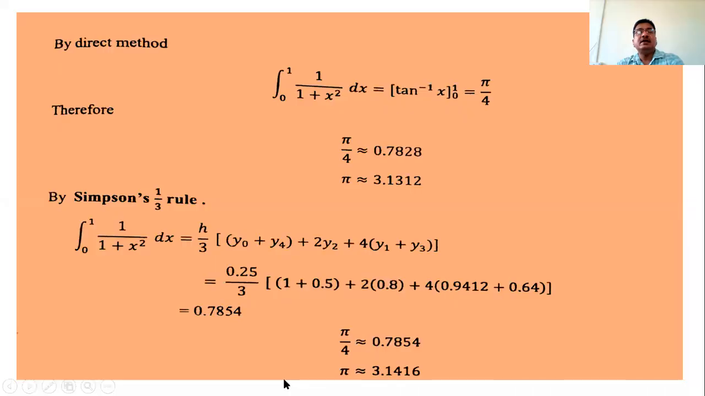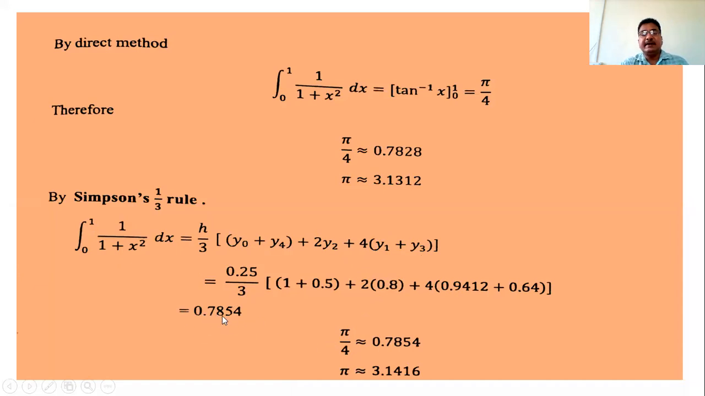And then the same problem by using Simpson's 1/3 rule. The integration from 0 to 1 of 1 by (1 plus x square) dx is h by 3 in bracket y0 plus y4, that is first value plus last value, plus 2 times the even suffix values of y plus 4 times the odd suffix values of y, except first and last. Even, but except first and last. So substitute the values, and we get this answer 0.7854.